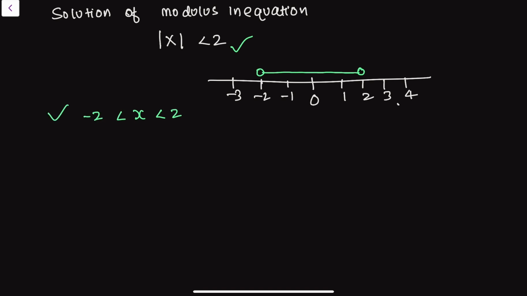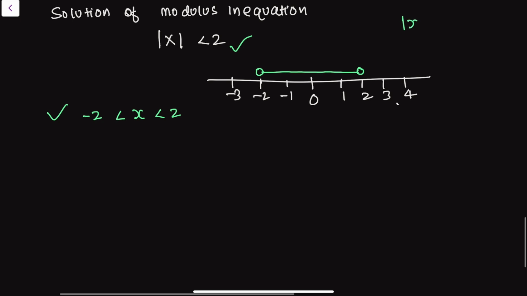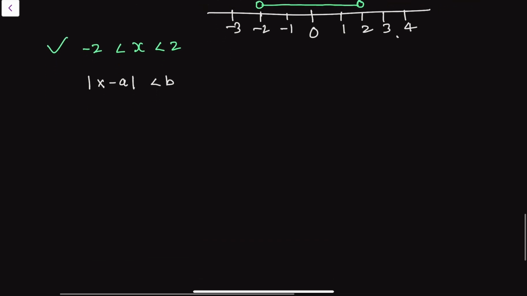Simply, if it is mod of x less than 4, you can write x less than 4 and larger than minus 4. Now if the equation is slightly different, especially in this form, mod of x minus a is less than b, what do we do in this case? You can write in the same way, x minus a is less than b and larger than minus b.